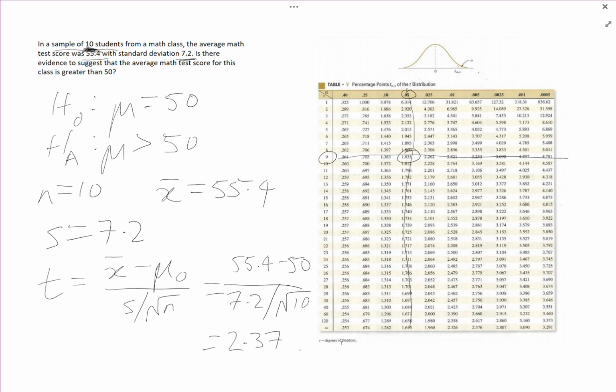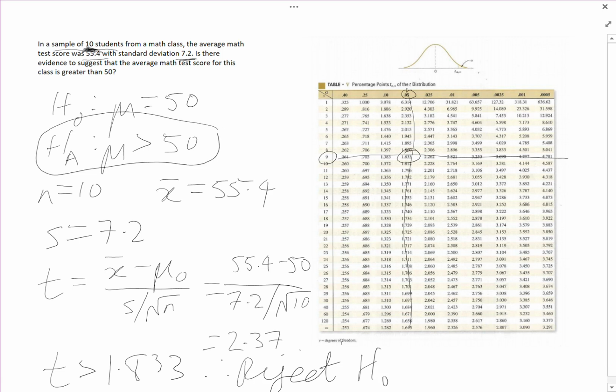In this case, the critical value is 1.833, and we see that our test statistic is greater than 1.833. Therefore, we reject the null hypothesis because the test statistic is greater than the critical value. So we reject the null hypothesis and conclude that the true mean test score is indeed greater than 50.